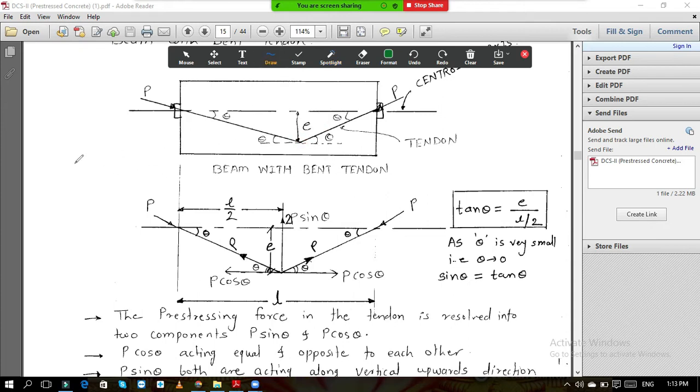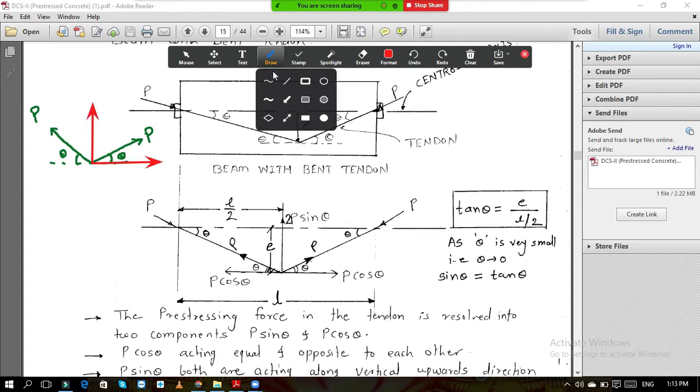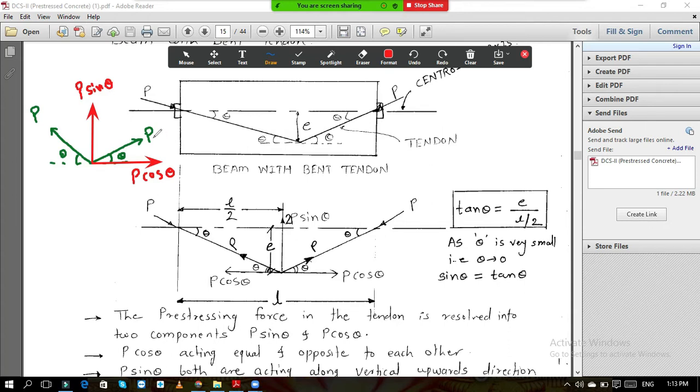Suppose now this is our baseline, and here this is your force P, which is developed on both the sides. Here is also P, and this angle is theta. If we resolve this force, we will get one component parallel to x and another component parallel to y. So this is P cos theta, and this is P sin theta. This is for this force.